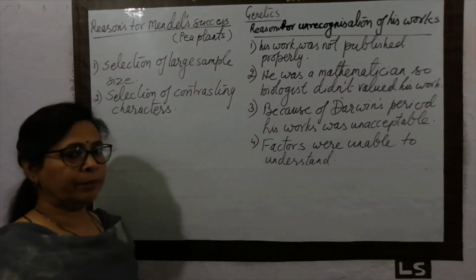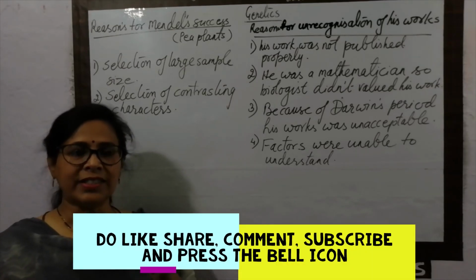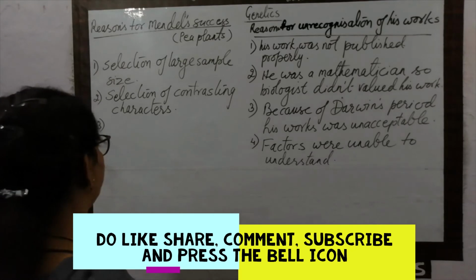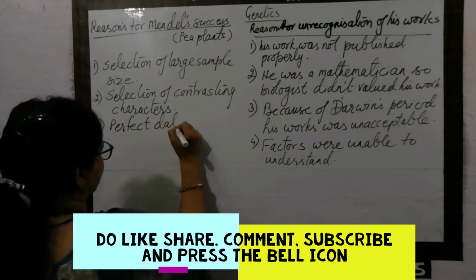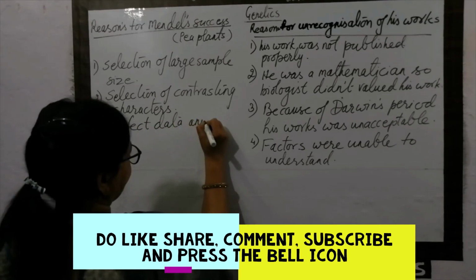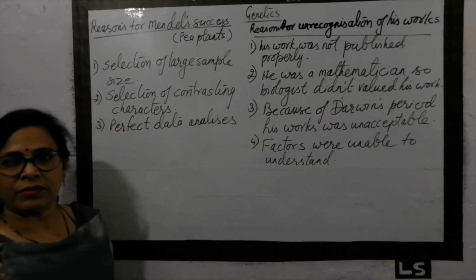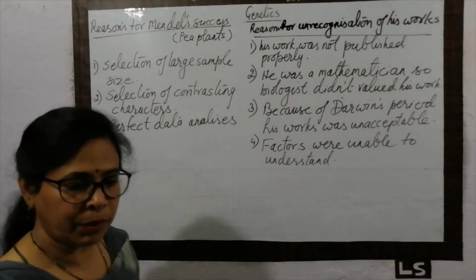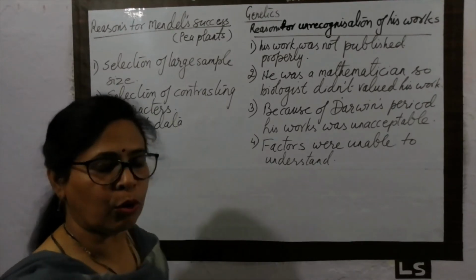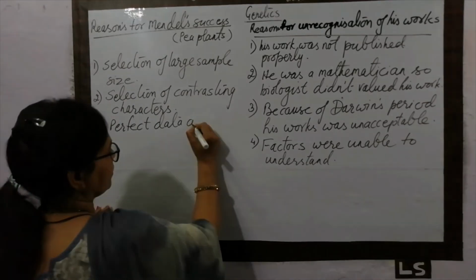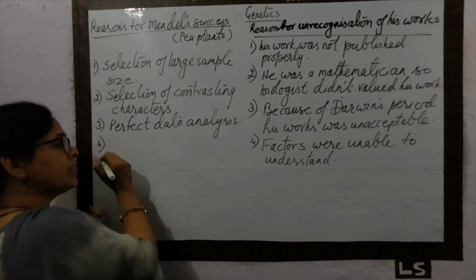The third important thing, as I told you, is that he was a mathematician. So his data analysis was perfect. The third is the perfect data analysis. Because he was a mathematician, he was able to analyze the things properly. So data analysis is the third reason for his success.